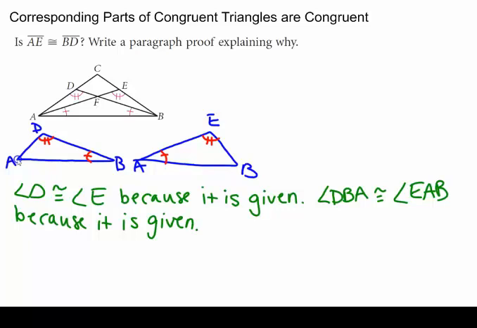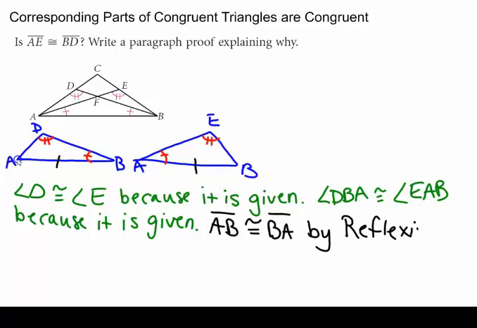Okay, now we're going to take a look at our diagram and see, is there anything else that we can say is congruent? Well, we can show that segment AB is congruent to itself. Okay, so we have AB is congruent to BA by the reflexive property. Notice I have not written what I'm trying to prove, which is this question here. Is segment AE congruent to segment BD?